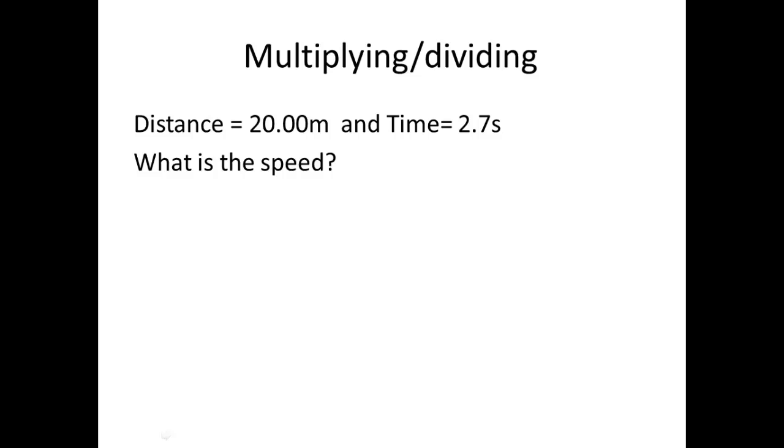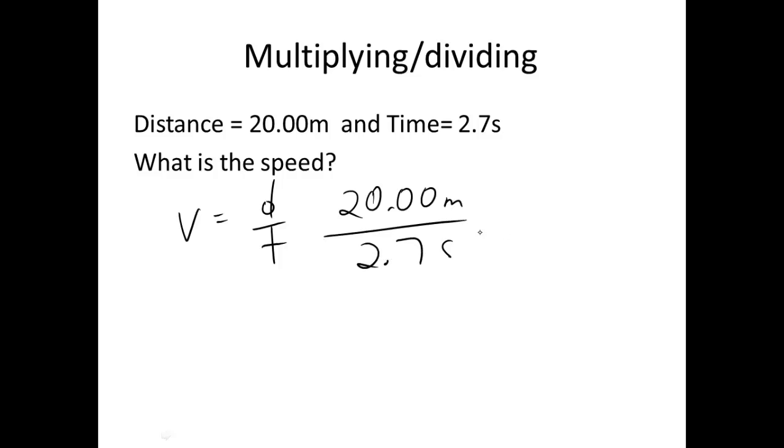So this is maybe a question you might see in physics and science 10. So distance and time, you're going to calculate speed. Okay, now you know speed is distance divided by time. So that would be 20.00 meters divided by 2.7 seconds. Okay, and most people can do that okay. What we need to be able to do though is consider the sig figs. These zeros are after the decimal, so they count. So that's 4 sig figs. This is 2 sig figs. So what are we going to round our answer to?